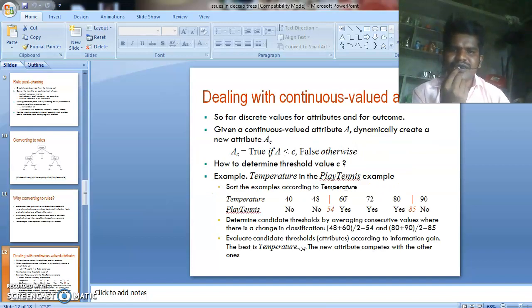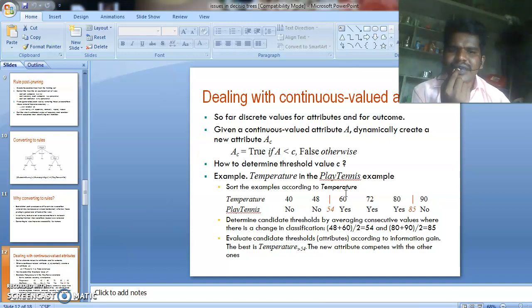Dealing with continuous valued attributes. So far we have used discrete valued attributes and outcomes. Given a continuous valued attribute A, dynamically create a new attribute Ac, where Ac is true if A is less than or equal to C, and false otherwise. How do we determine the threshold value C?